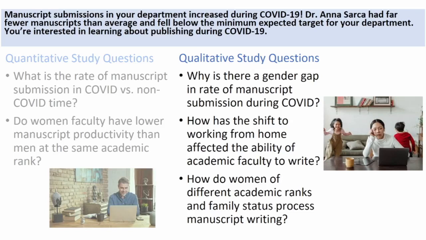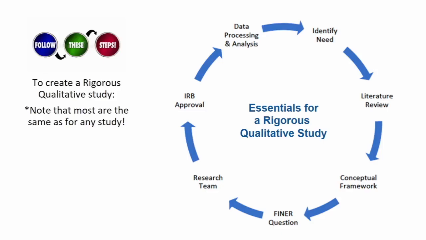Is it the shift of working from home and having childcare responsibilities and the burdens of running a family and teaching your kids on Zoom school and all of those other things? And maybe you could look at women of different academic ranks, for example, because a senior faculty person whose kids are all out working may not have suffered the same gender-based problems. So those are some qualitative examples.